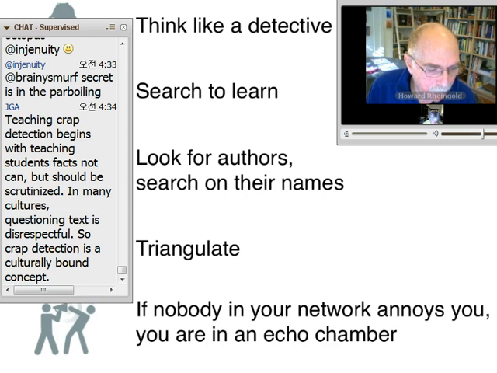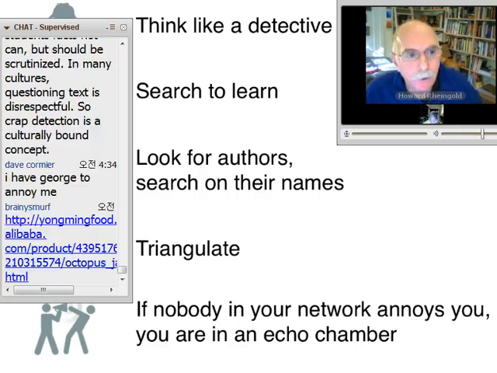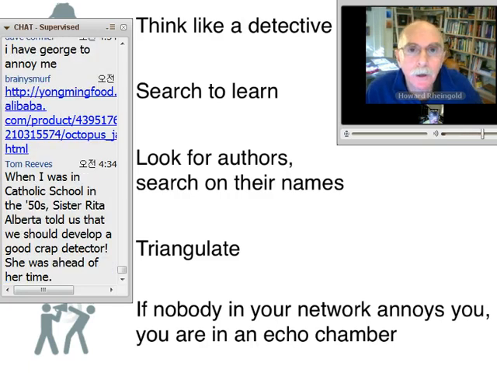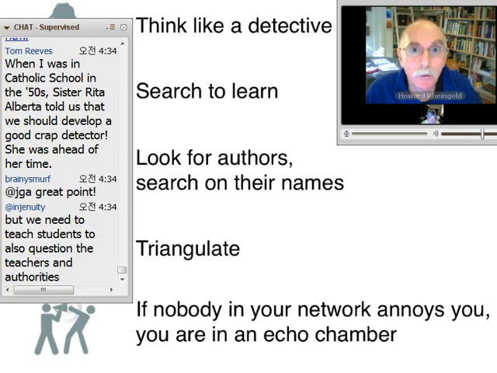Yes, teaching crap detection begins with teaching students that facts should be scrutinized. There's a bit of a problem with this in terms of teaching young children, who definitely ought to learn this. As a parent, it's really difficult to put up with the "why is that" chain. At some point, you just stop it because you want to get on with your life. But actually, you want to encourage that.